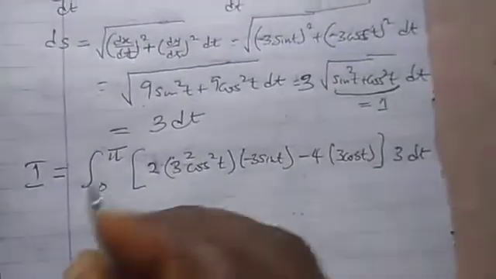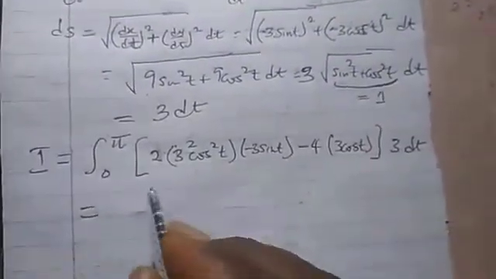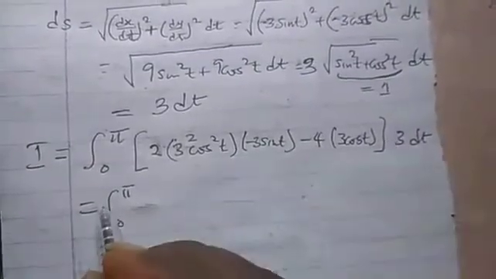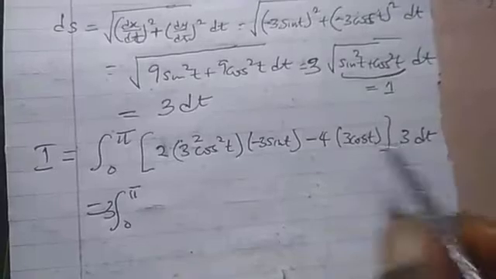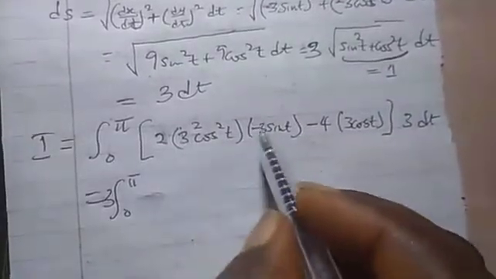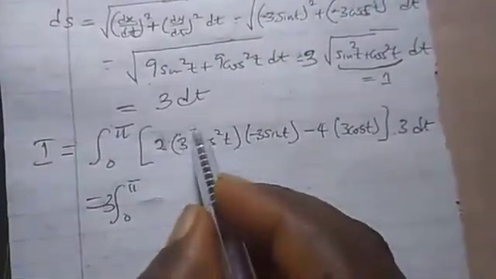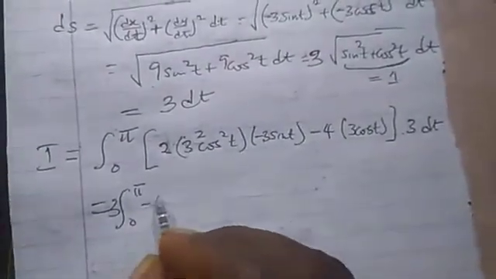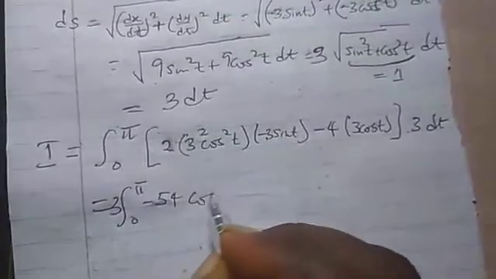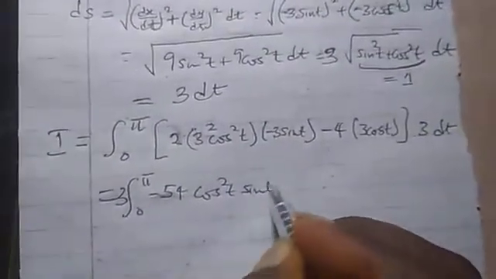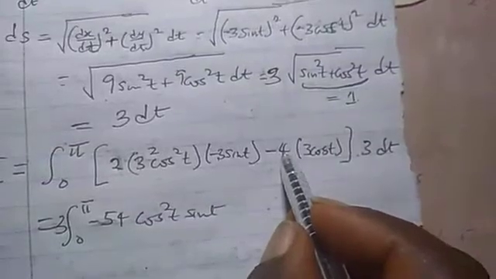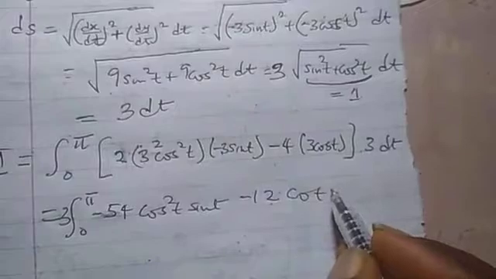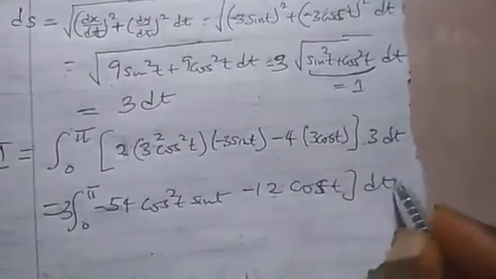Now, some values are common there. Let's first simplify. This 3 here must first come out. There is 3 here, and there is 3 squared. That is 27 times 2, that is minus 54 cos squared t sin t. And this one, there is 12 here, minus 12 cos t dt.